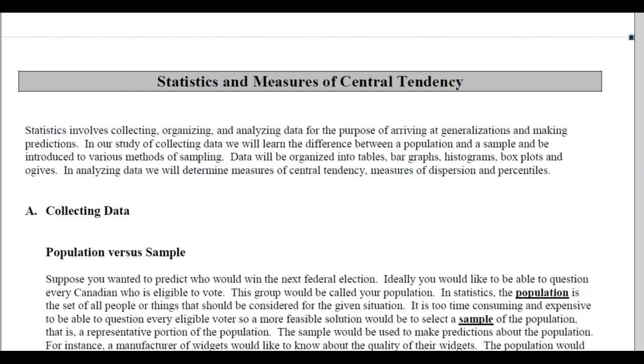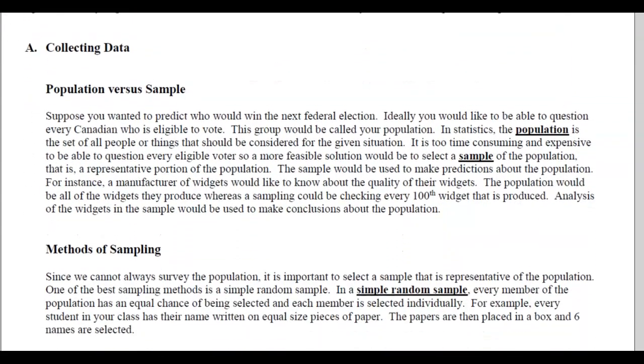So stats involves collecting, organizing, and analyzing data for the purpose of arriving at generalizations and making predictions. In our study of collecting data, we will learn the difference between a population and the sample, and be introduced to various methods of sampling. Data will be organized into tables, bar graphs, histograms, box plots, and ogives. In analyzing data, we will determine measures of central tendency, measures of dispersion, and percentiles.